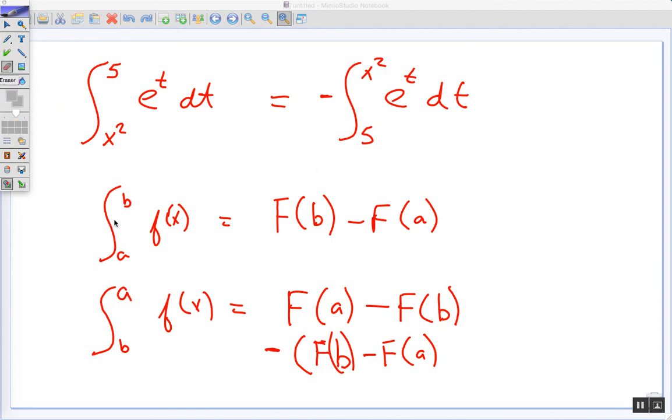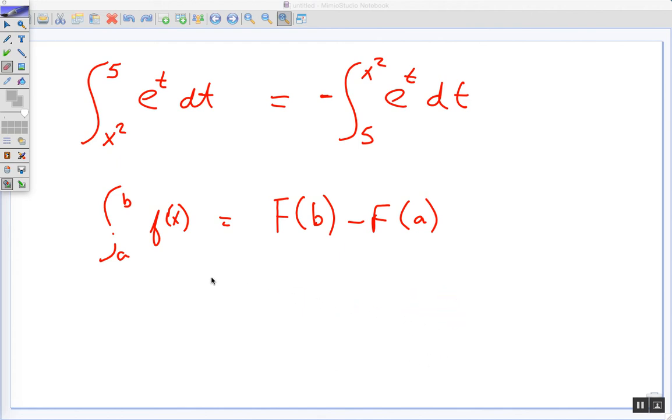So now we have it in a more workable format. Man, my eraser just absolutely hates me.